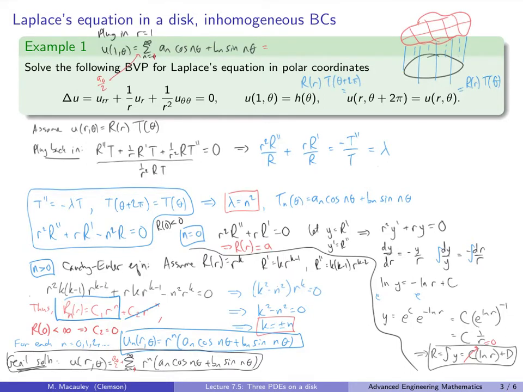And this is equal to h of theta. So quite literally, these an's and these bn's in our general solution, what they should be when we plug in the last boundary condition, these are the Fourier coefficients of h of theta. That's exactly what they are.